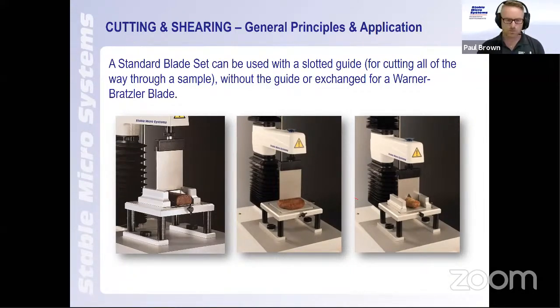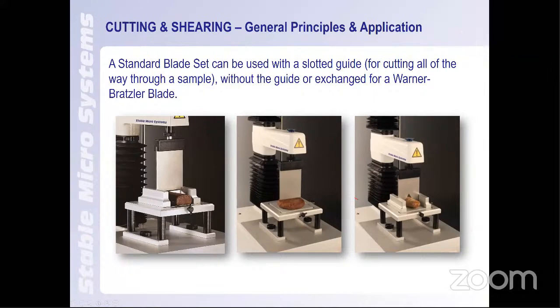As well as being available to slice to a point within the product or to the base, we also have a slotted guide, so we can shear all the way through. This has a slot all the way through, enabling us to go directly all the way through the product as well. So we can look at the firmness and the shear capability of the product, all within one test.